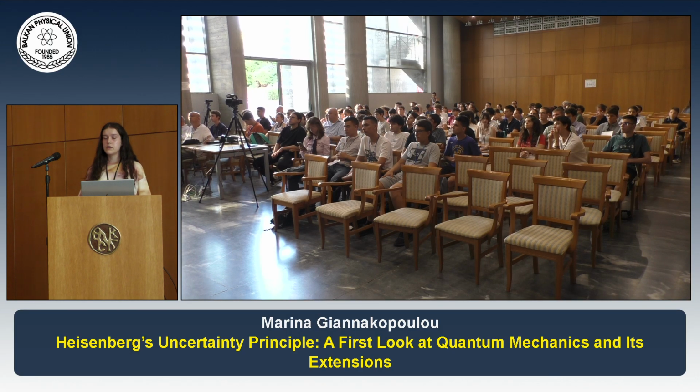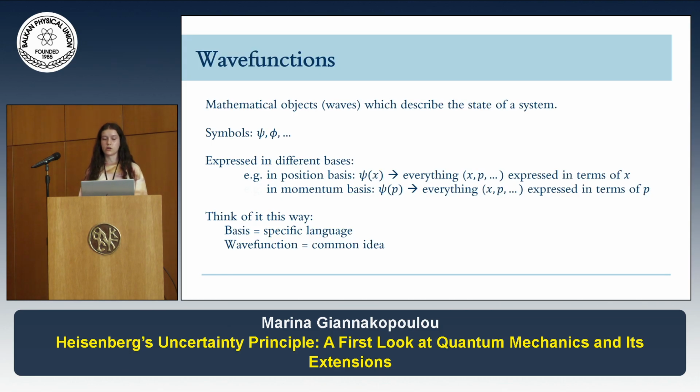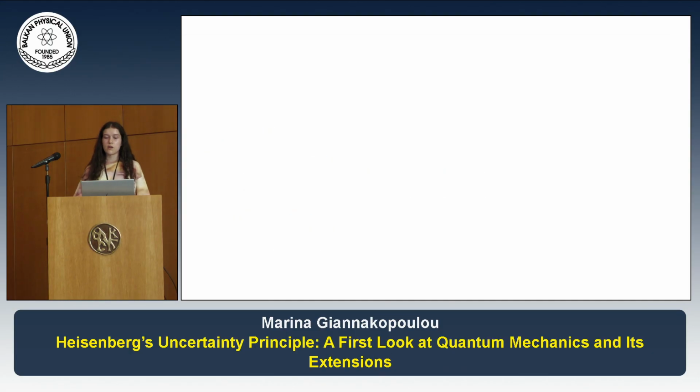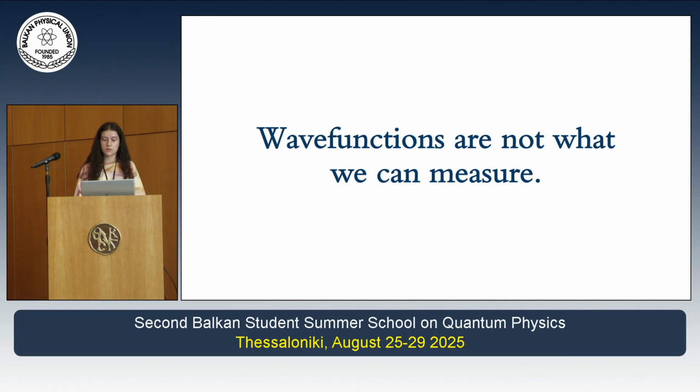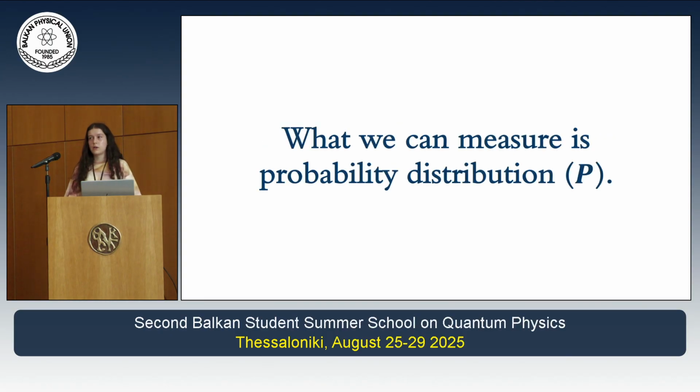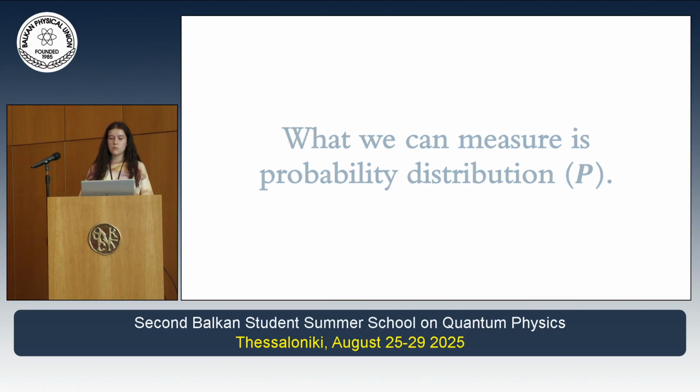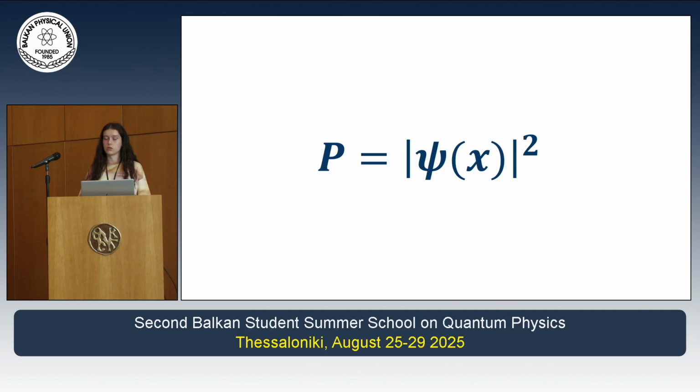To better understand this, imagine that the different bases are different languages that express the same wave function, like the same idea. So the only difference is the code used to do this. Returning back to what I was saying before, wave functions do describe the state of a system, but they are neither what we can measure nor what we see in the double-slit experiment. What we can measure is the probability distribution, which is given by squaring the magnitude of a wave function.